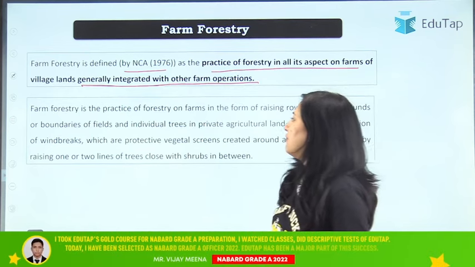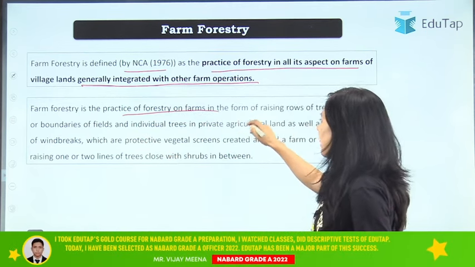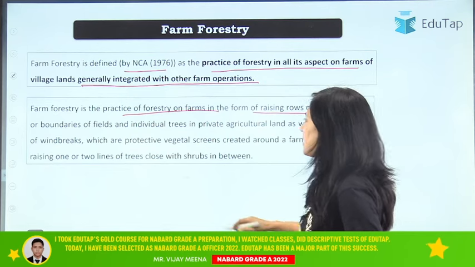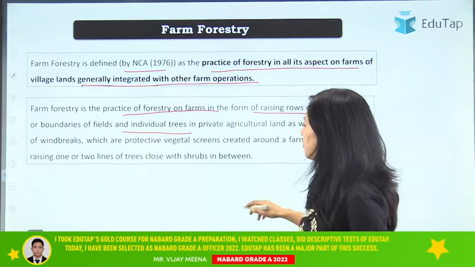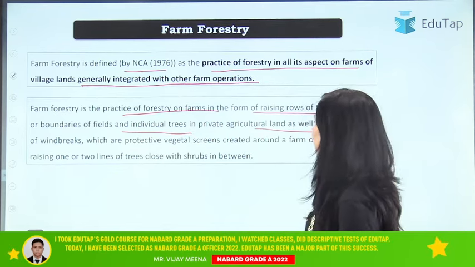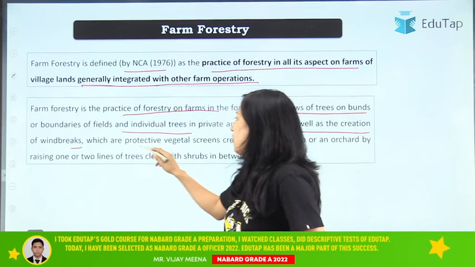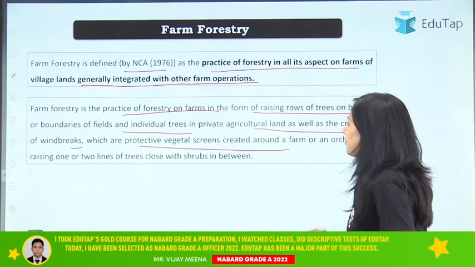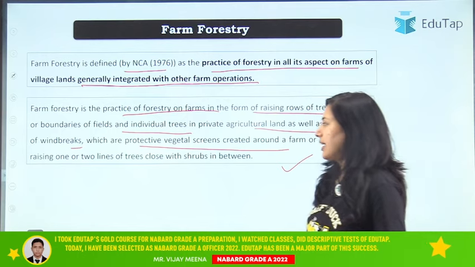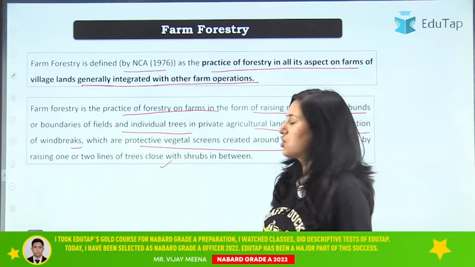Clear? Then farm forestry is the practice of forestry on farm in the form of raising rows of trees on the bund boundaries of fields, individual trees in the private agricultural land, as well as creation of windbreaks, which are the protective vegetative screen around the farm orchard, raising 2 lines of trees with shrubs in between.